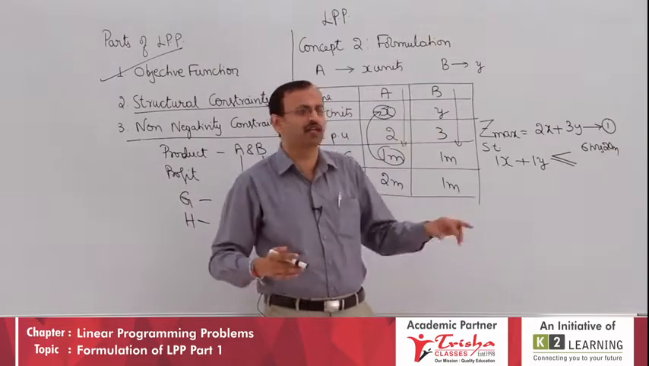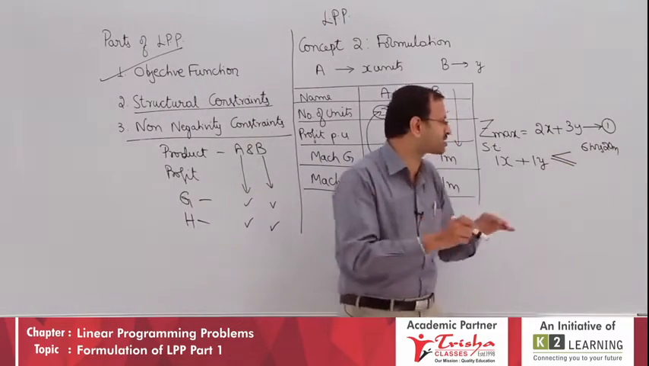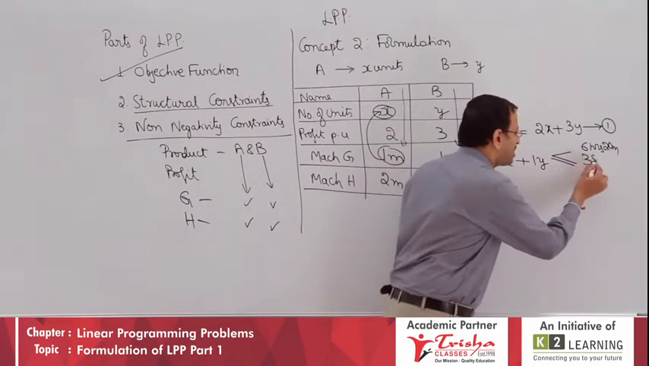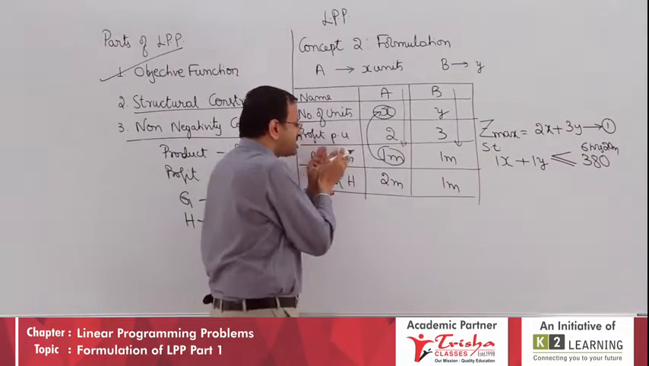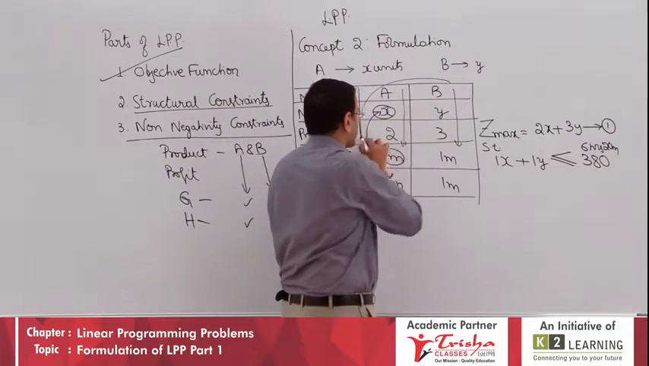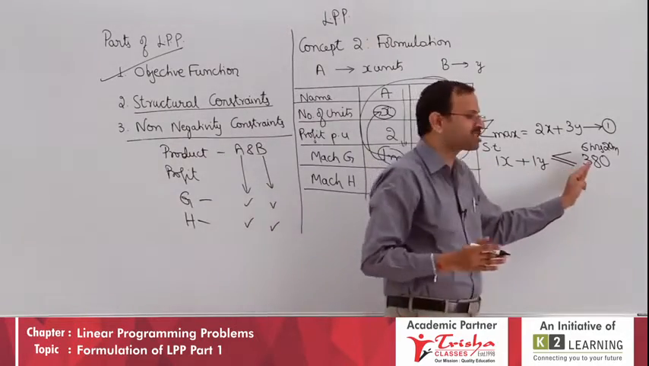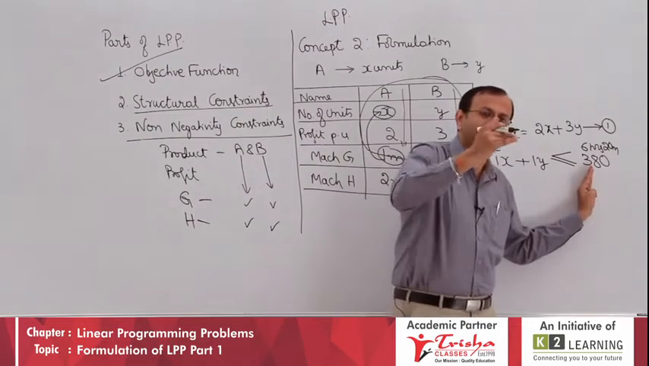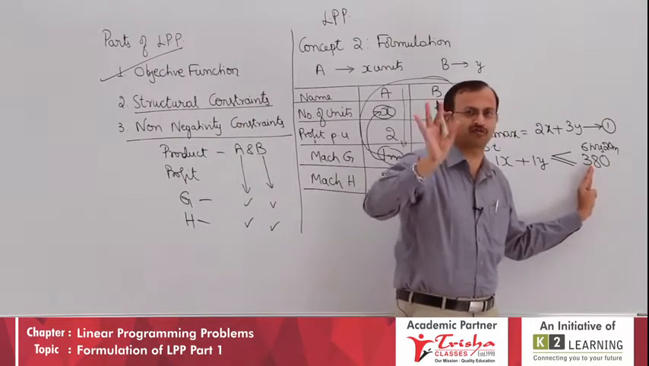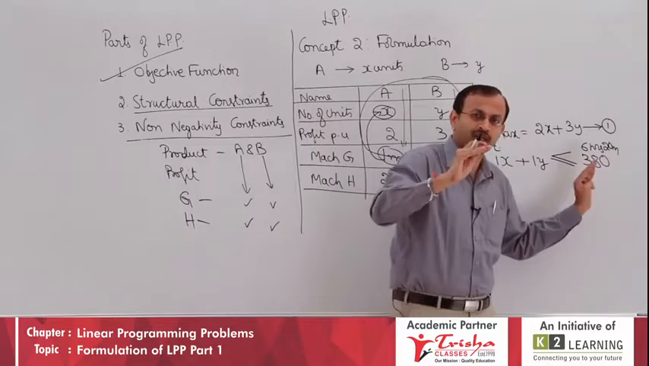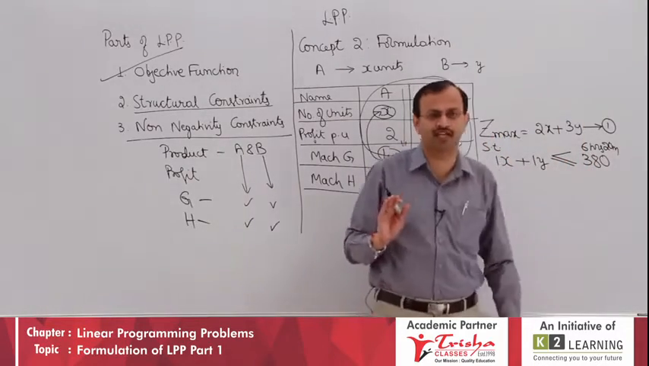Convert into minutes. 1 hour is 60 minutes, 6 into 60, 360 plus 20, 380 minutes. What you are concluding in this structural constraint is machine G, both products put together, A and B put together, maximum time is 380 minutes. Any time below 380 minutes is okay, 5 hours, 300 minutes okay, 2 hours okay, but more than 380 is not okay. Therefore, less than or equal to 380.